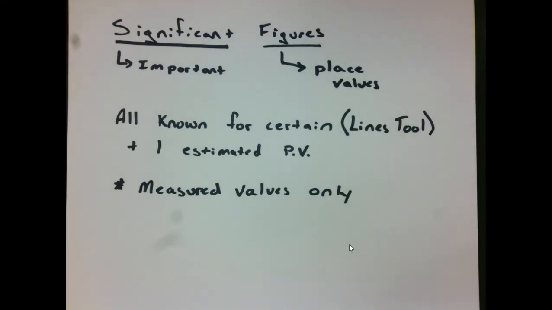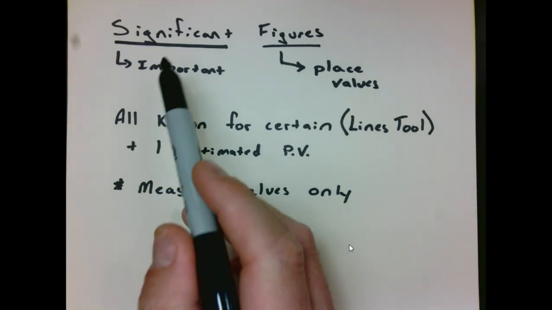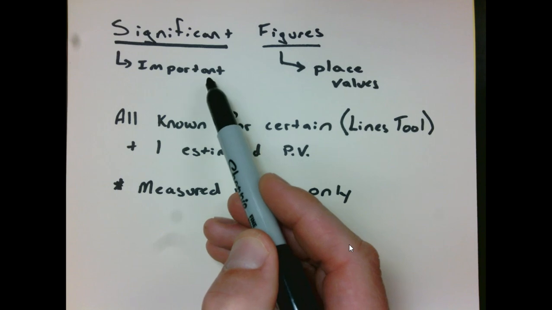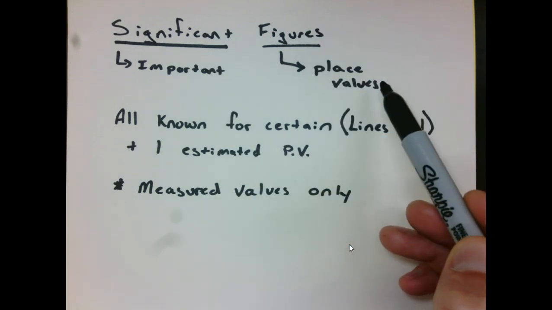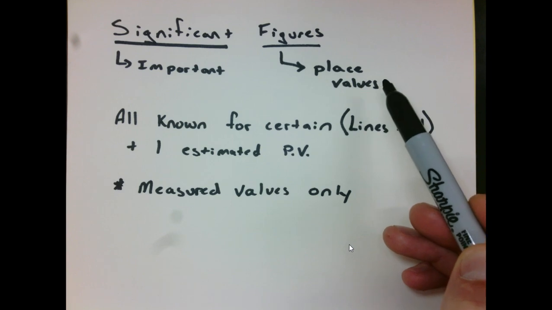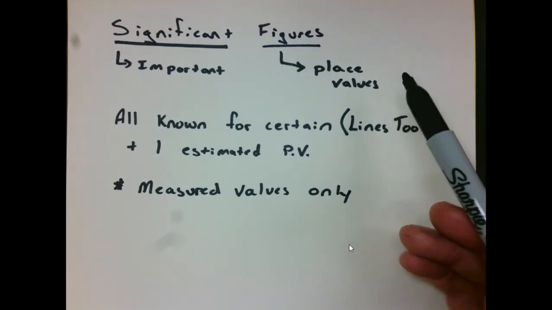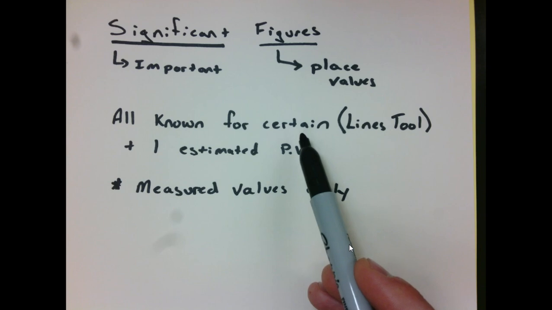Significant figures are an important way for us as scientists and chemists to show the amount of confidence we have in a number. Sometimes we call these significant figures, sometimes we call these significant digits. In either case, we're taking the word significant to mean important parts of a measurement, and then figures or digits are going to mean the place values of that measurement. And so important measurements are going to contain all known place values for certain.